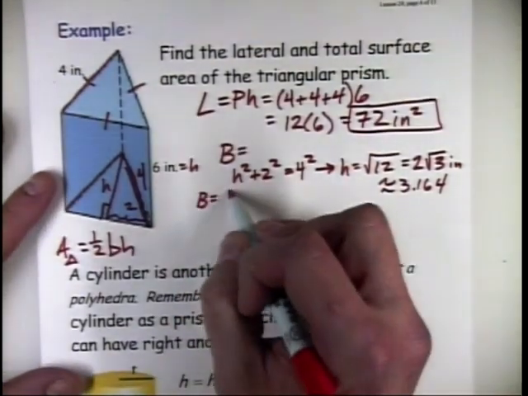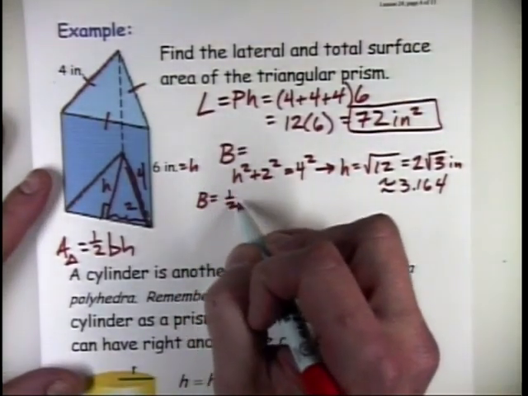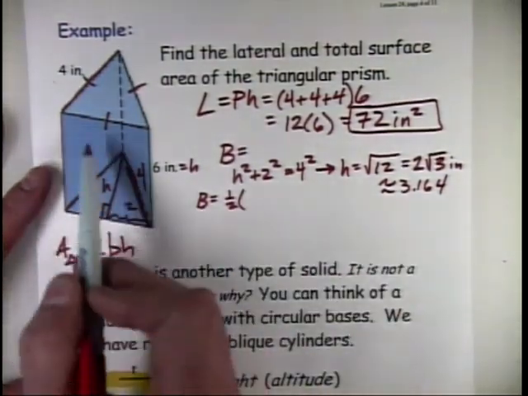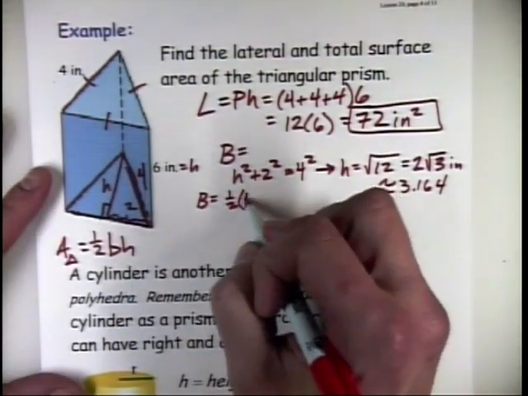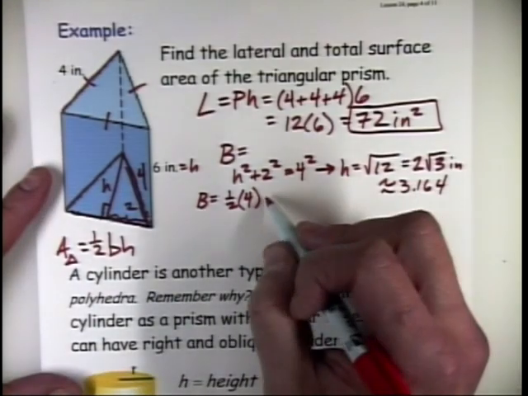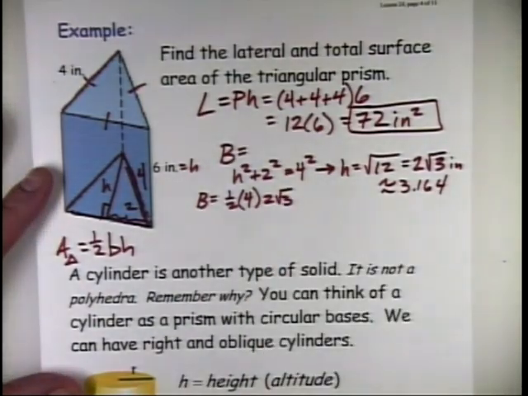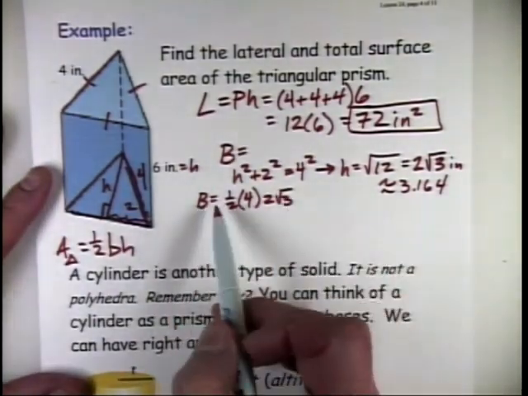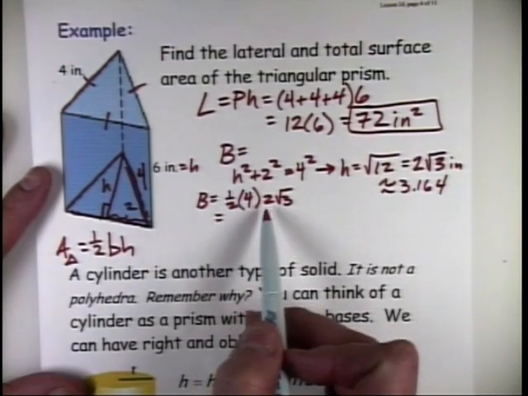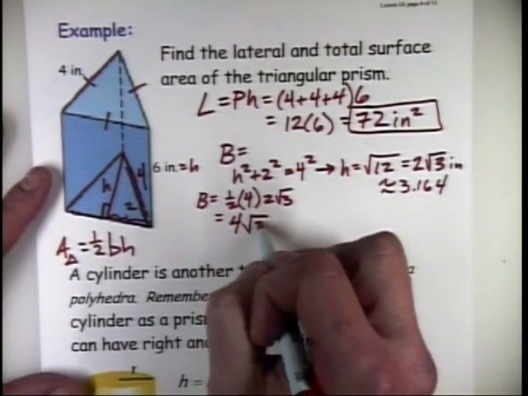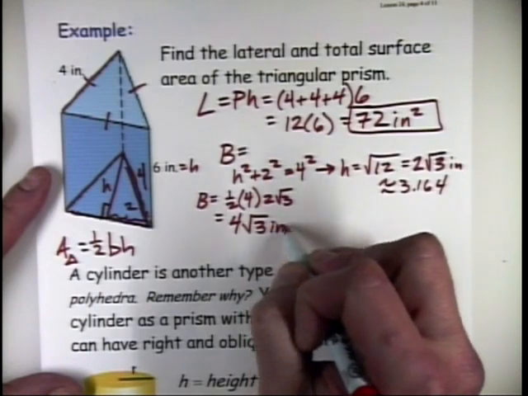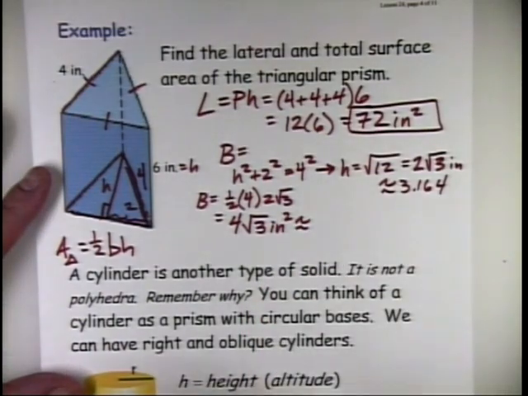All right, so now that I know the height of the triangle, I can find the area of the base. The area of the base is 1/2 the base of the triangle, which is the whole thing all the way across, which is 4, times the height, which is 2 square root of 3. Now I just have to simplify. Well, half of 4 is 2. 2 times 2 is 4. So I get 4 square root of 3 inches squared.